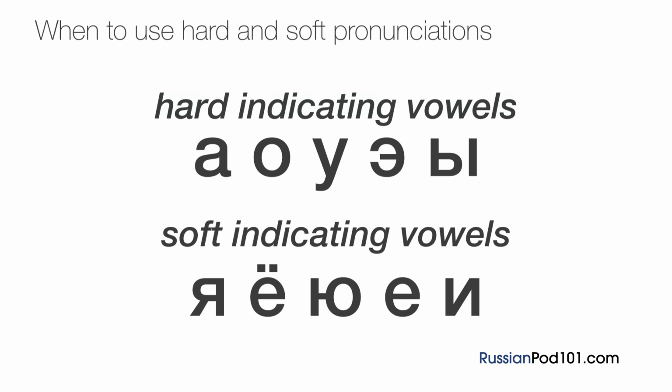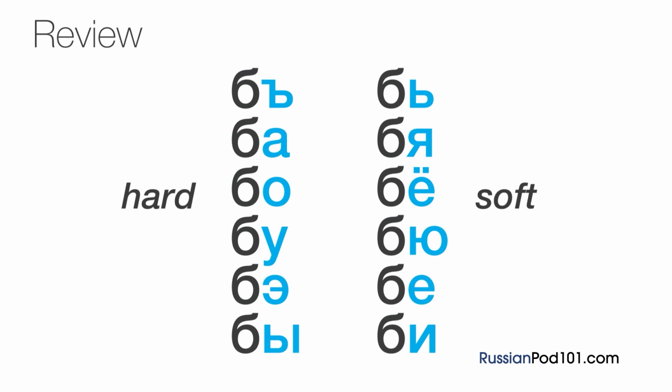We can categorize them as hard indicating vowels and soft indicating vowels. Like consonants, palatalization works the same way for vowels. А. Я. О. Ё. Okay, let's review what we've learned so far. We know that two special letters and all vowels have the ability to determine the palatalization of a preceding consonant. These letters will make the pronunciation of a preceding consonant hard, and all of these letters will make the pronunciation of a preceding consonant soft.